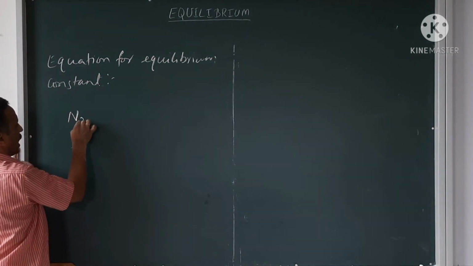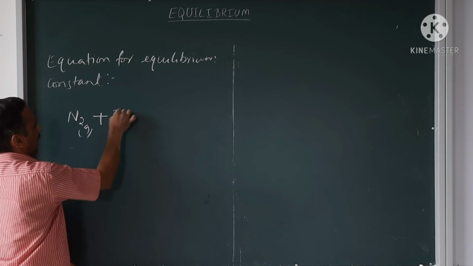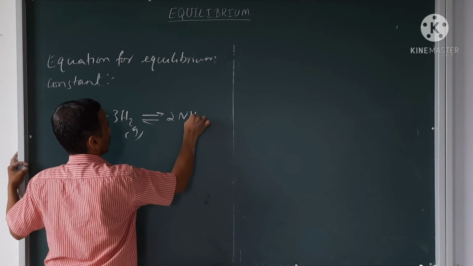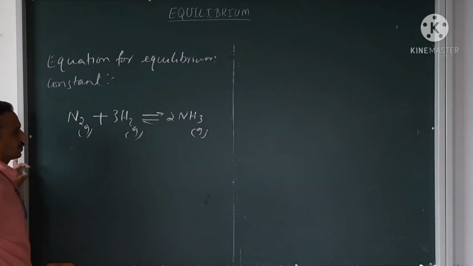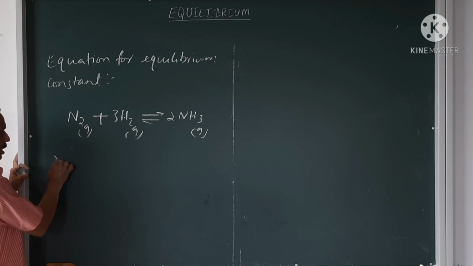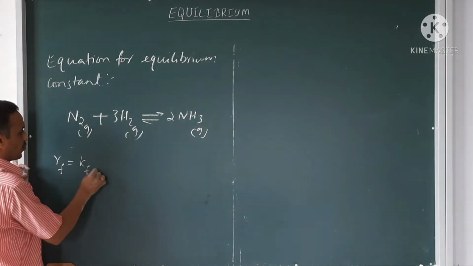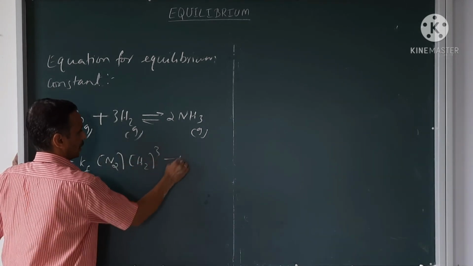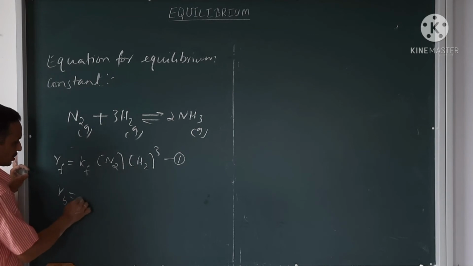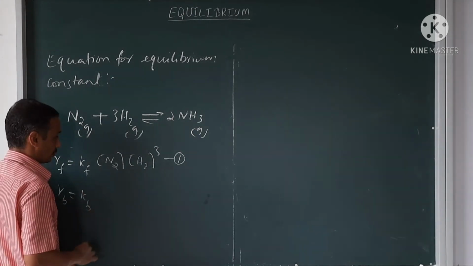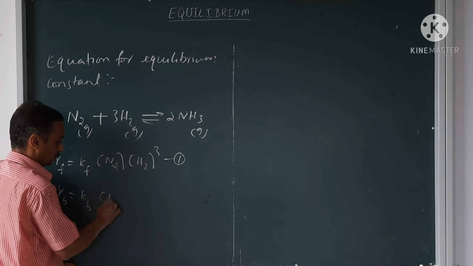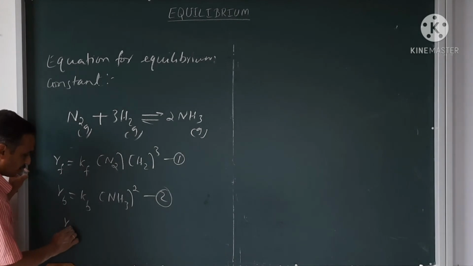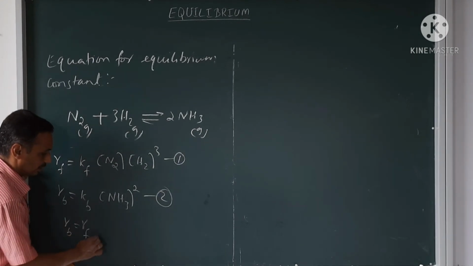Ammonia process is nitrogen gas plus 3 hydrogen gas giving 2 ammonia gas. This is the reaction. Right here, R of forward is equal to K of forward into N2 into H2 to the power 3. Equation 1. R of backward is equal to K of backward, which is rate constant, into NH3 to the power 2. Equation 2. R of backward is equal to R of forward at equilibrium.